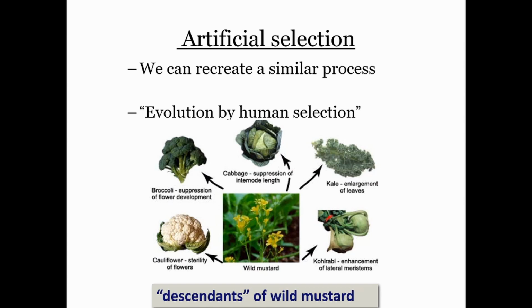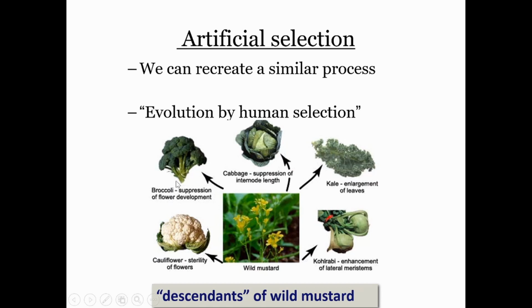So if we look at a wild mustard plant, and if we look at how humans have impacted the wild mustard plant through selective breeding and agriculture, we see that from this one single wild plant, and based on what we wanted from this plant, we have created cauliflower, broccoli, cabbage, kale, and kohlrabi.